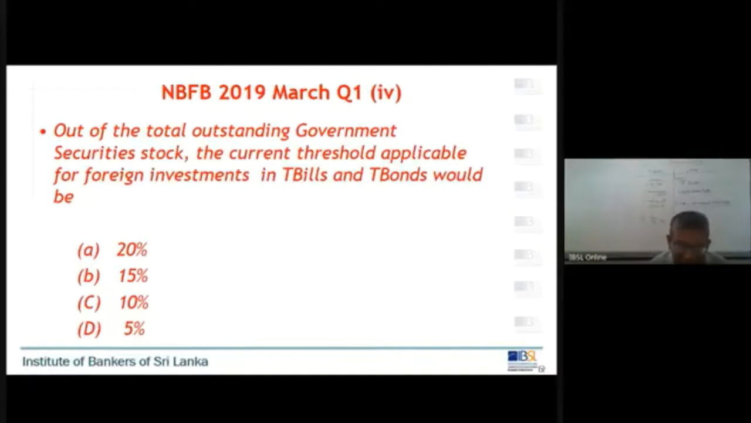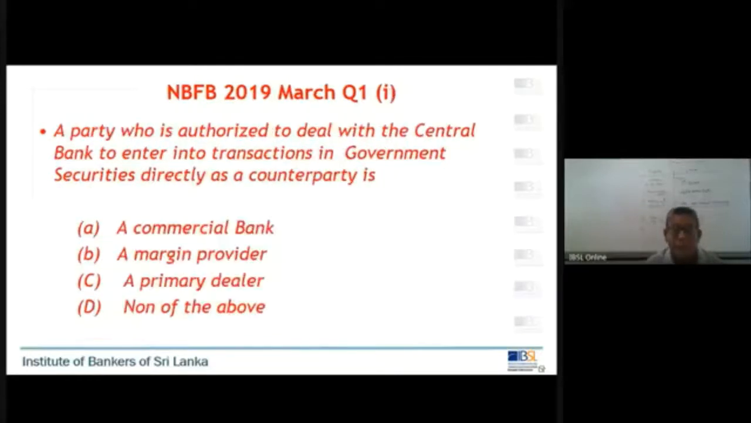How much? Any guesses? It is 5%. Earlier it was 10%, now brought down to 5%. Why did they reduce this? Because of the danger that the foreigners can withdraw the money. So that's the reason. 5% at the moment. Okay.